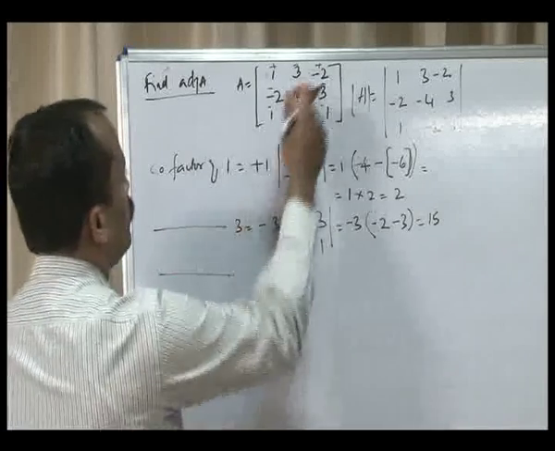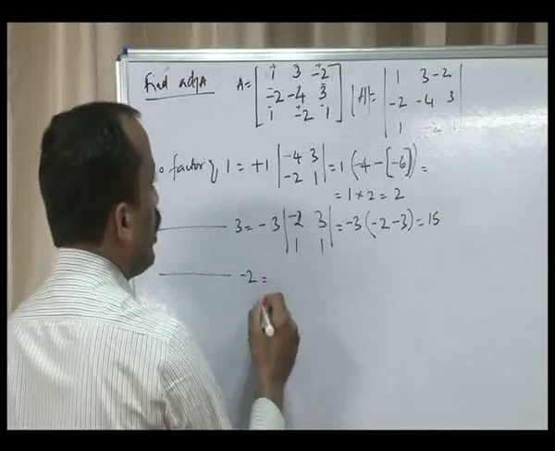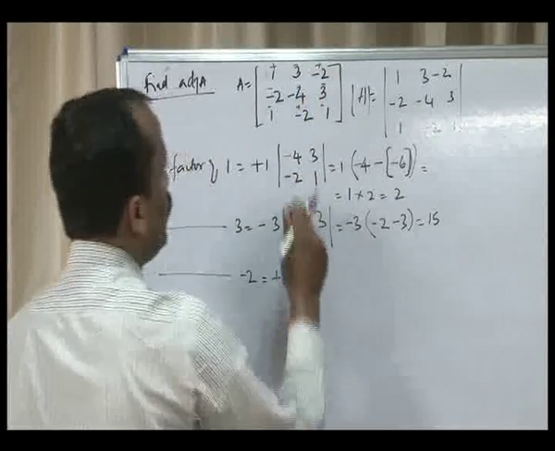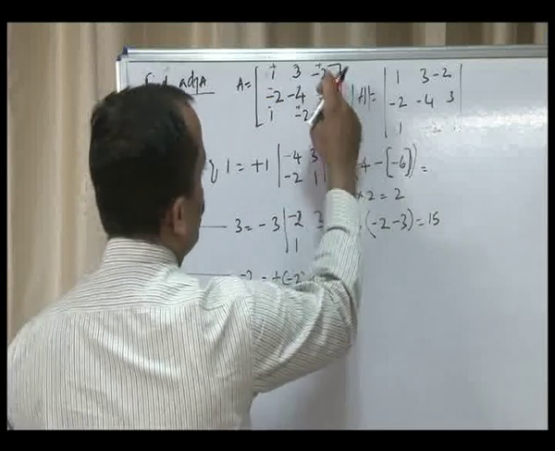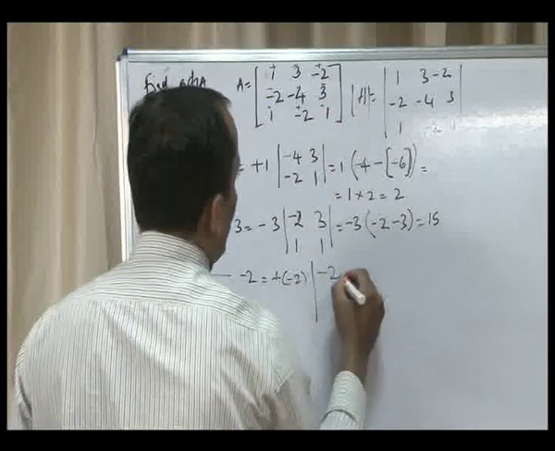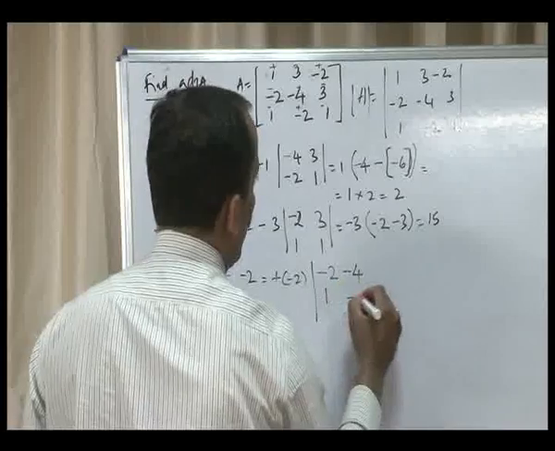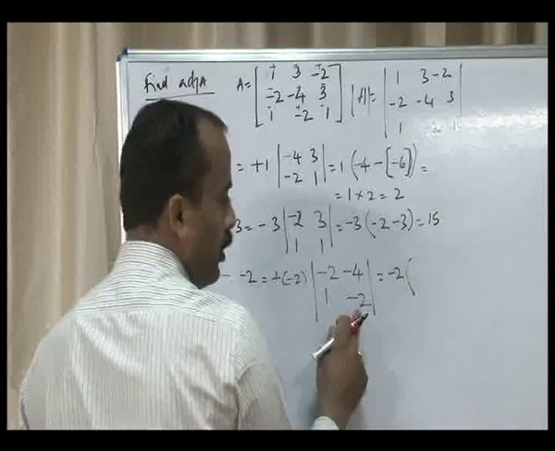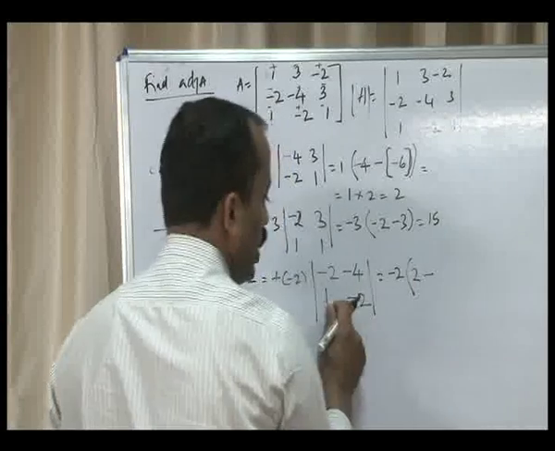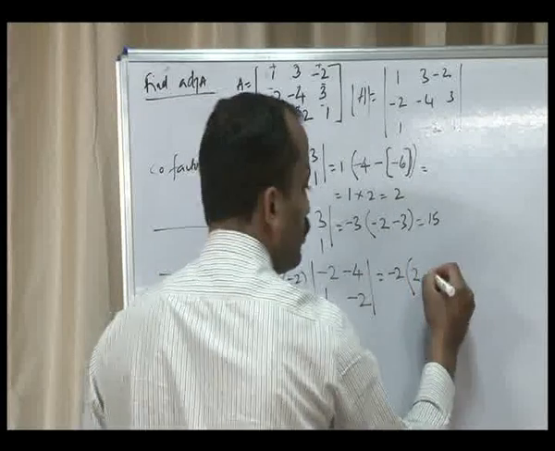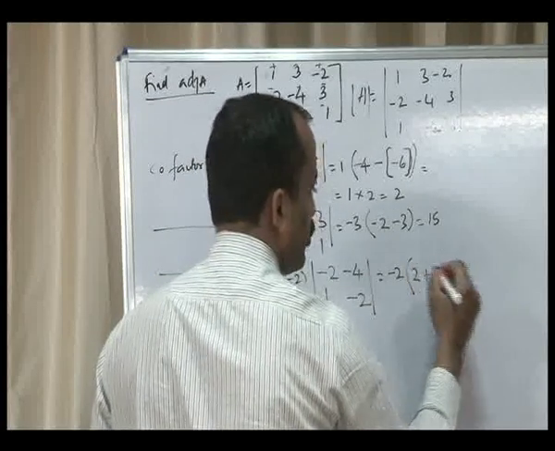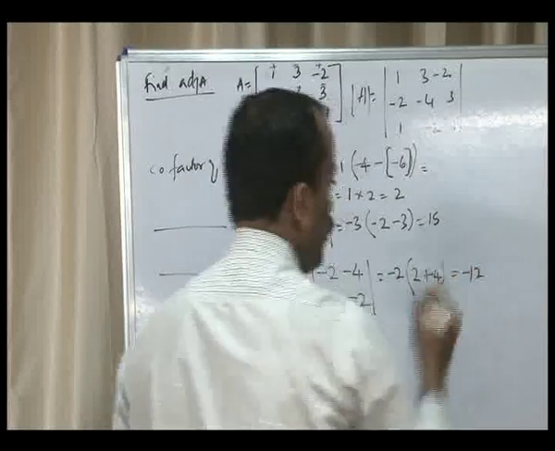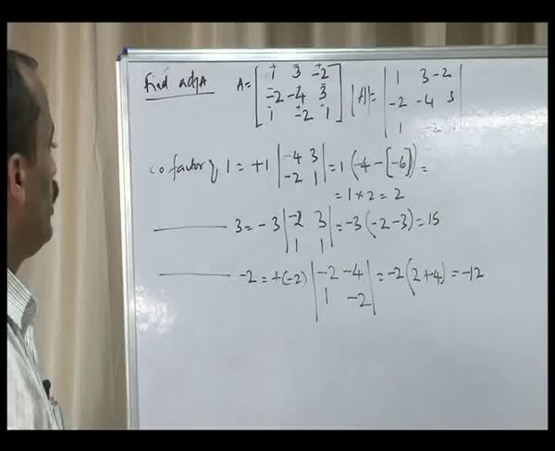cofactor of minus 2 is equal to plus into minus 2. You neglect the first row and third column, we get minus 2, minus 4; 1, minus 2. That is minus 2 into minus 2 minus of 1 into minus 4, minus 4. So minus becomes plus, so 4 plus 2 into 6 is minus 12. That is the cofactor of the element minus 2.